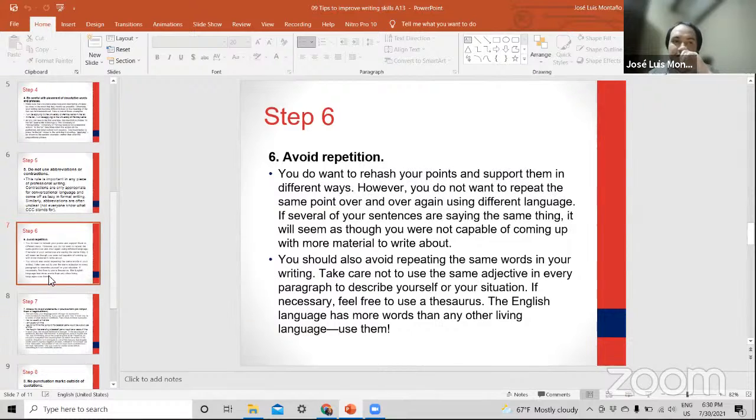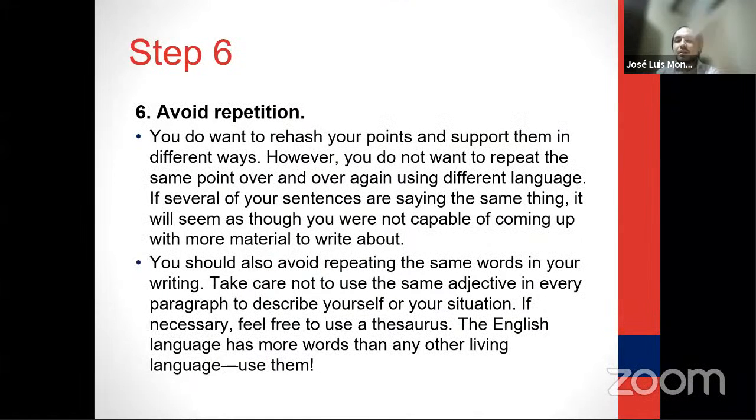I think it's clear. Then let's begin now with the next part. We have repetition. You also mentioned this because I already talked about this as well, right? As an introduction, but you already took this into account. So we do want to rehash your points and support them in different ways, right? However, you do not want to repeat the same point over and over again using different language, right?